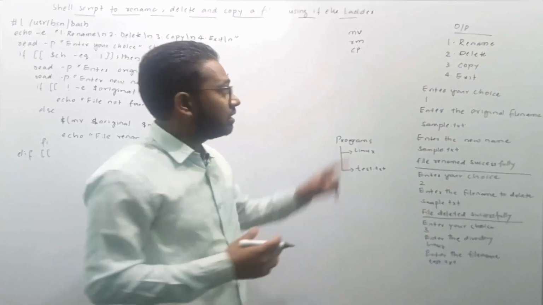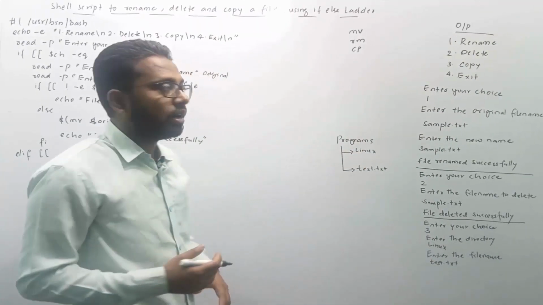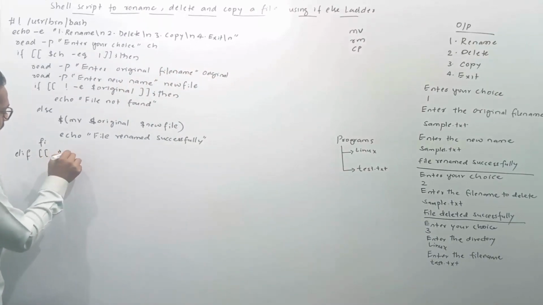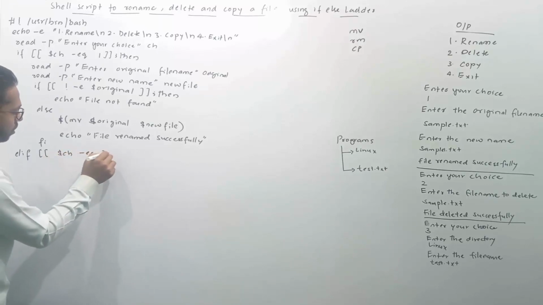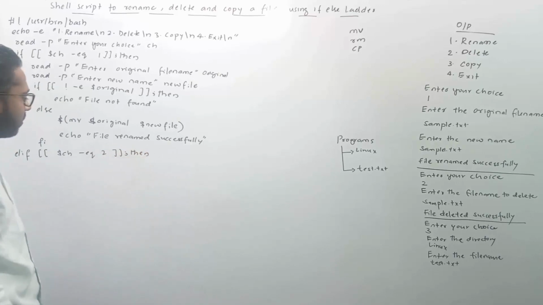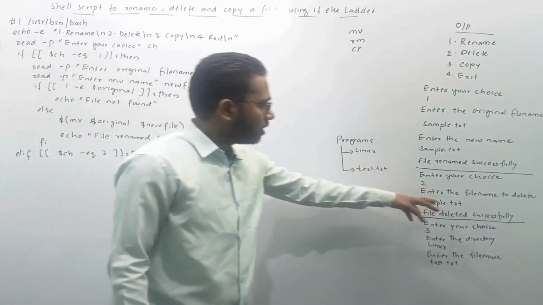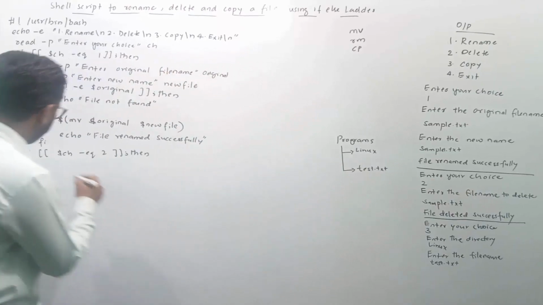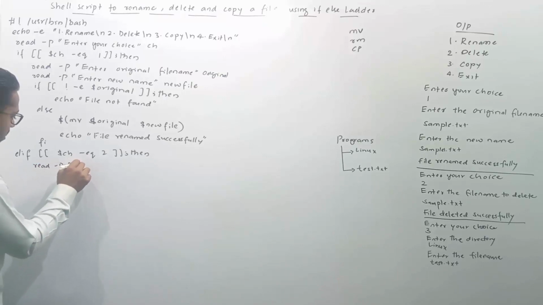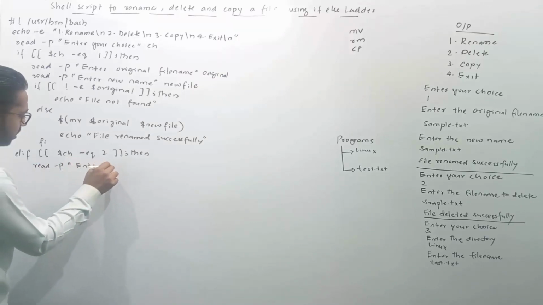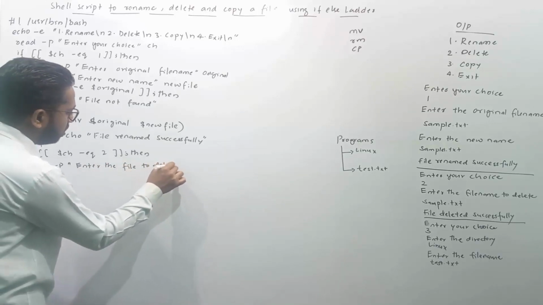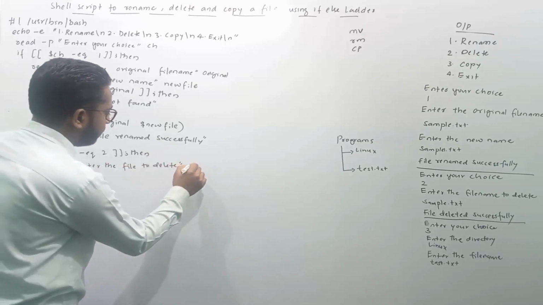Now let us suppose user has entered 2, that means user wants to delete a file. That I need to write in the elif part. Elif ch is equals to 2, then okay, then I need to ask the user to enter the file name to delete. Read -p, enter the file to delete. Let us say file.